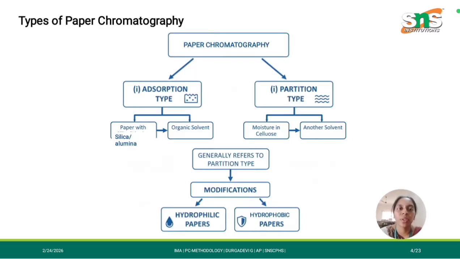The types of paper chromatography can be classified into adsorption type and partition type. In adsorption type, the paper will be coated with another adsorbent material such as silica or alumina. In partition type, the moisture present in the cellulose of Whatman filter paper will act as the stationary phase, and normally the partition type is chosen, as it is the general principle.